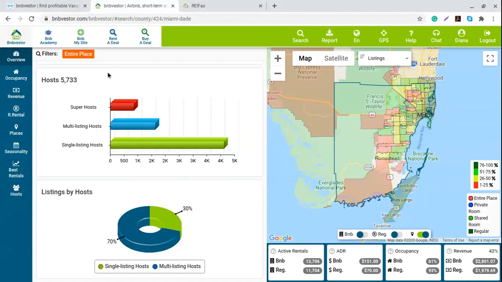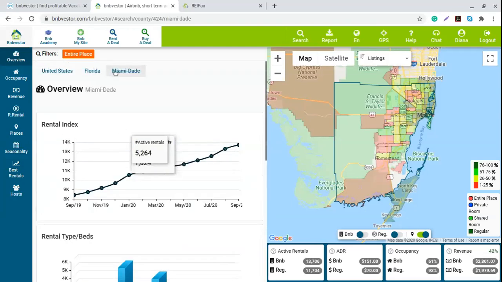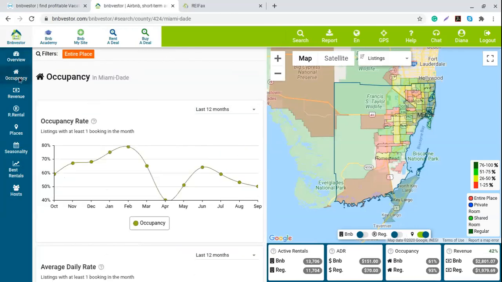Now that we are here, that is what the overview will show you. It will show you the B&B listings that you can find in the area where we are. Again, we are looking at the entire county, Miami-Dade. Let's see the occupancy in the entire county. Now we can see these graphics right here, and remember that B&B is about analytics. It will give you data information.